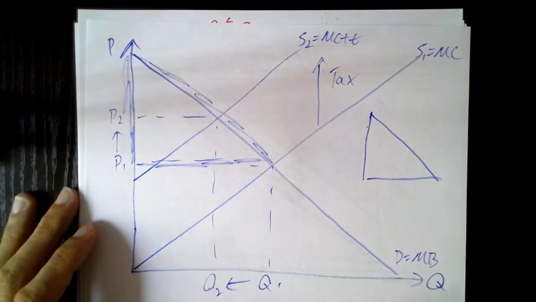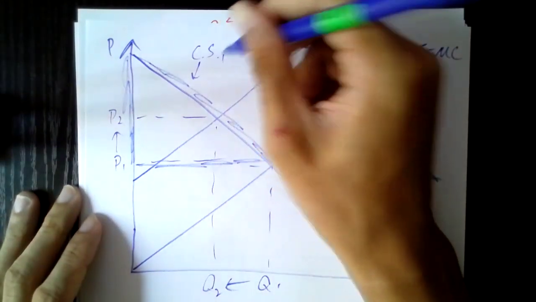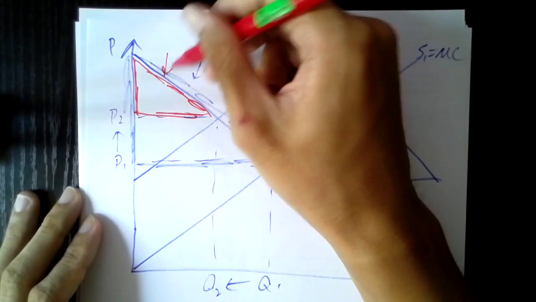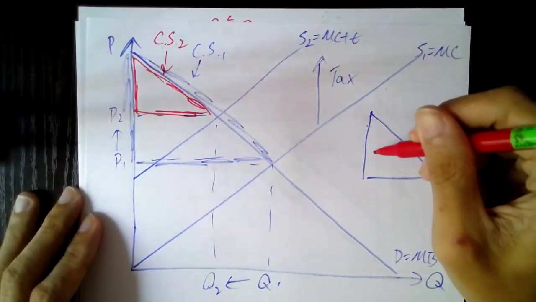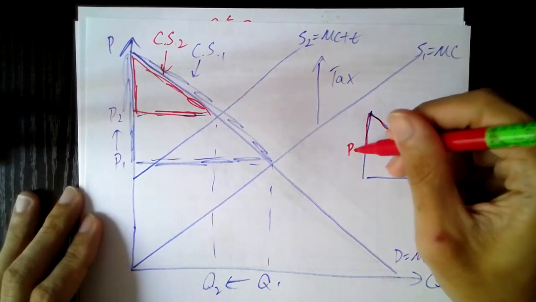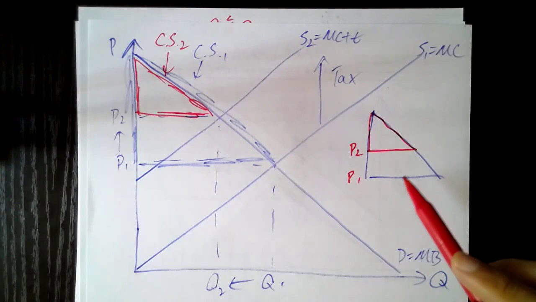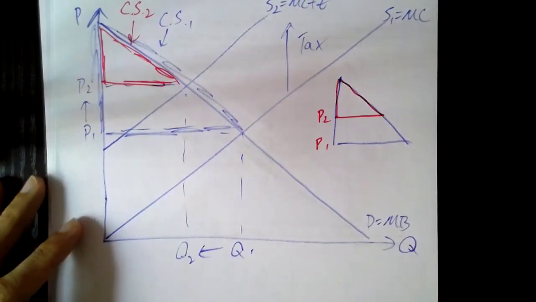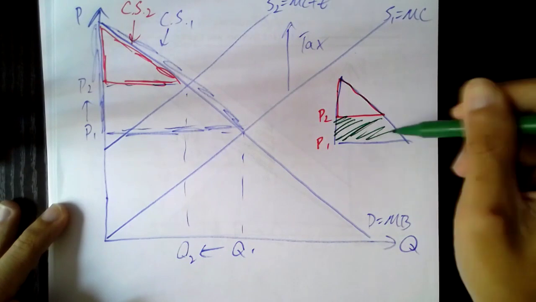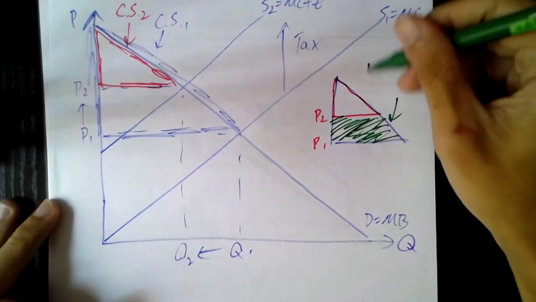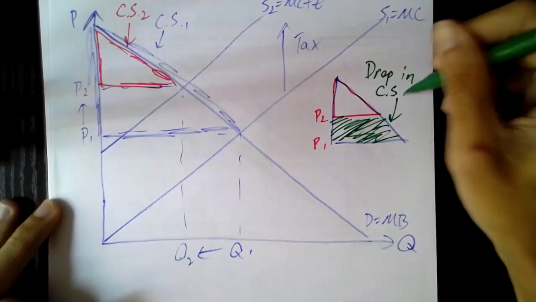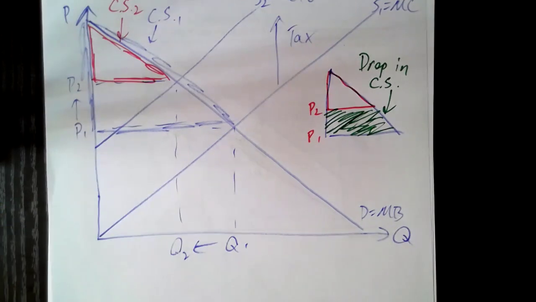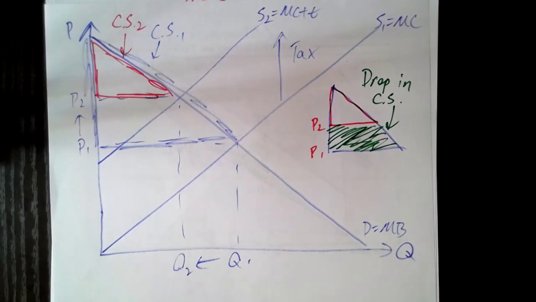This guy, right? This is consumer surplus one. Now this guy is consumer surplus two. This is P2, this is P1. You see, it has dropped by this amount. This is the drop. Let me mark this area. This is what we call the drop in consumer surplus. So it's a loss, right? So no problem. The problem is with the producer.